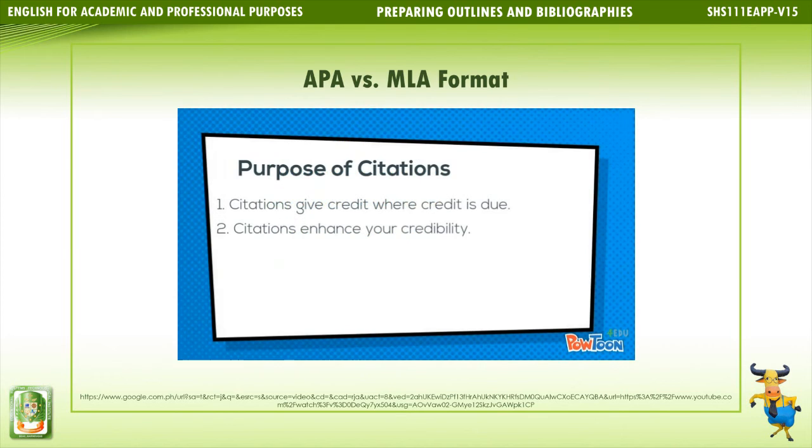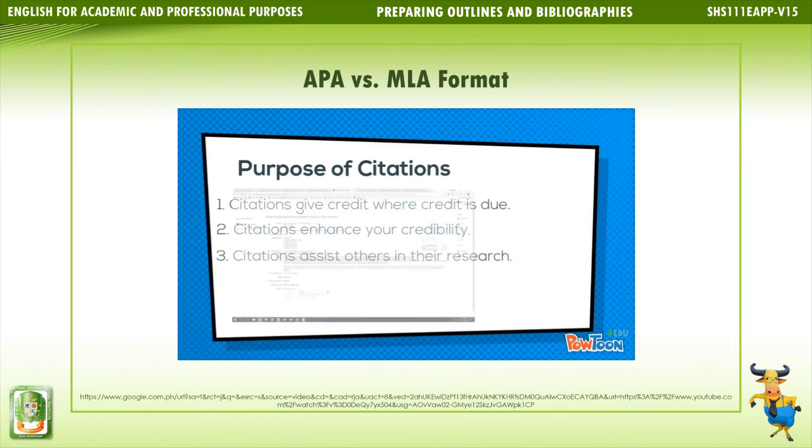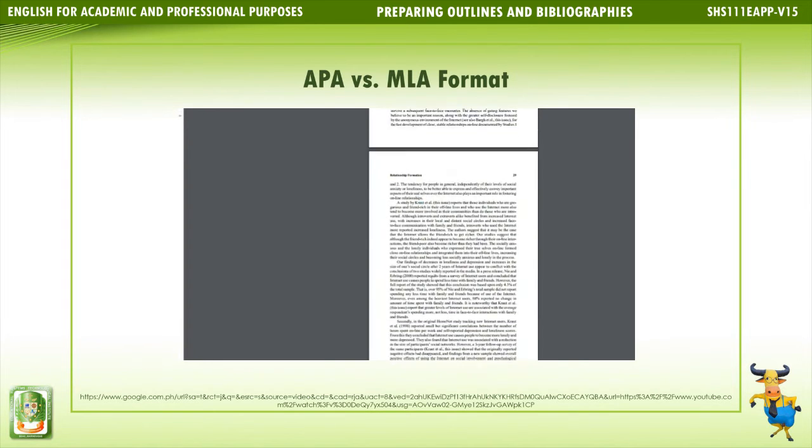The final reason for citations is often the most overlooked. Citations help others who are researching similar topics. Citations are essentially breadcrumbs that others can follow if they are on a similar research quest. For example, if you were researching online social relationships, you might run across this article in the database.